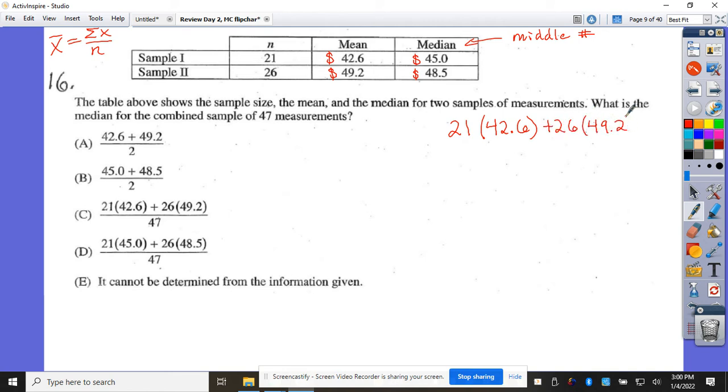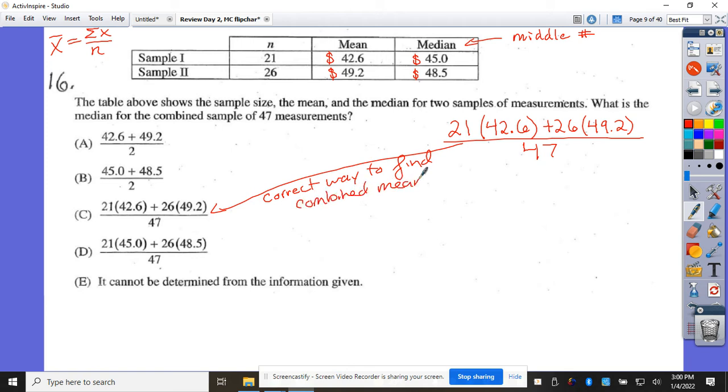And then now if I want to say, okay, now we're going to all put it together and then split it between each of us, I would divide this by what? How many people would there be now? So this is the correct way to find the combined mean. I had an equation. I could undo my equation, put it together, and then redo my equation. I do not have an equation for median.